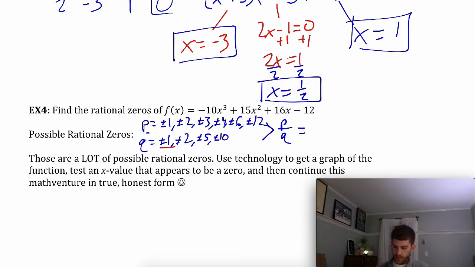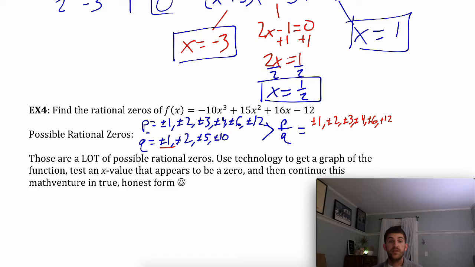So we've got plus or minus 1 divided by 1, which gives us plus or minus 1. Then the 2, so we have plus or minus 2 divided by 1. Then the 3, then the 4, then the 6, and then the 12.